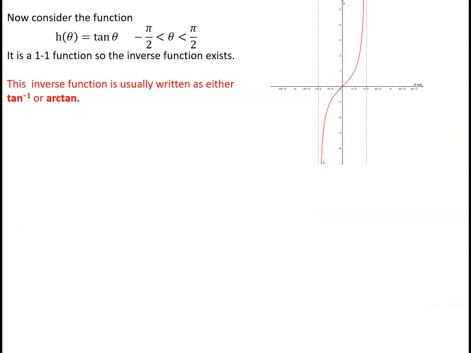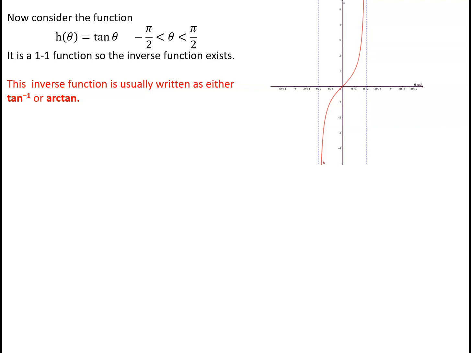Now let's consider the function h of theta equals tan theta defined on values of theta which are bigger than minus pi by 2 but smaller than plus pi by 2. Looking at the graph, it is certainly a one-to-one function, so the inverse function exists.